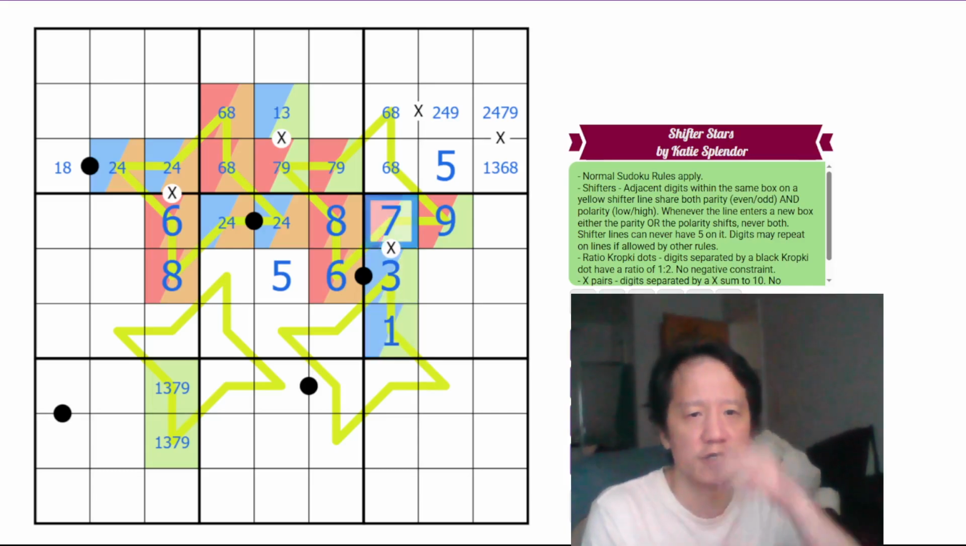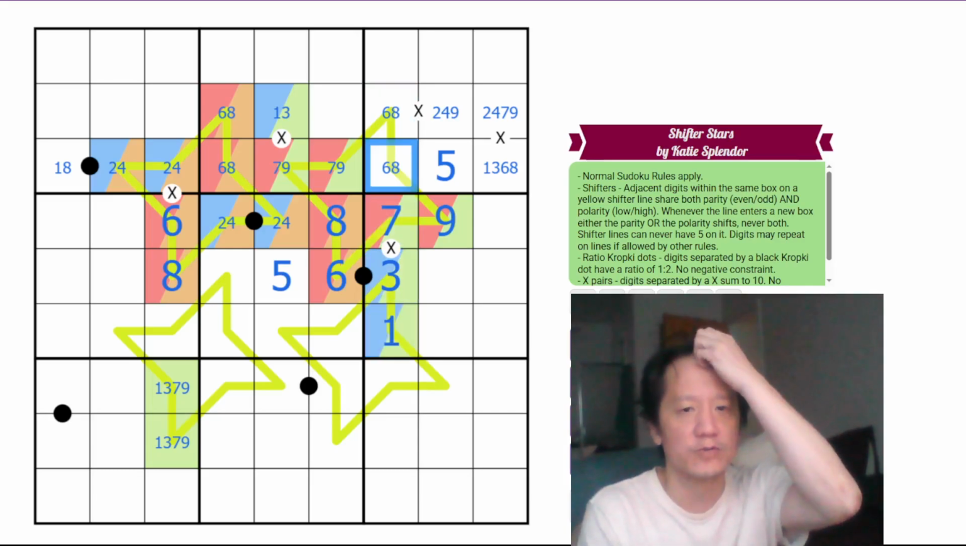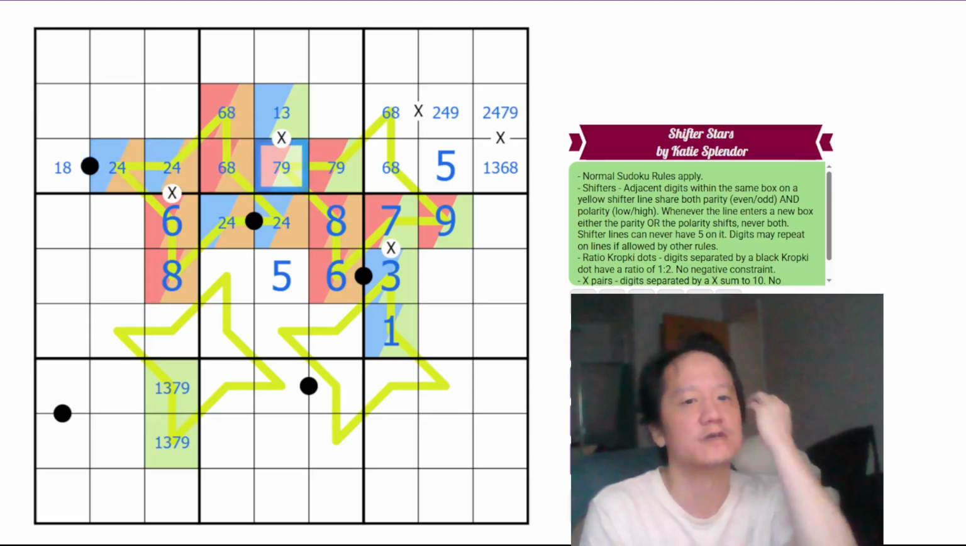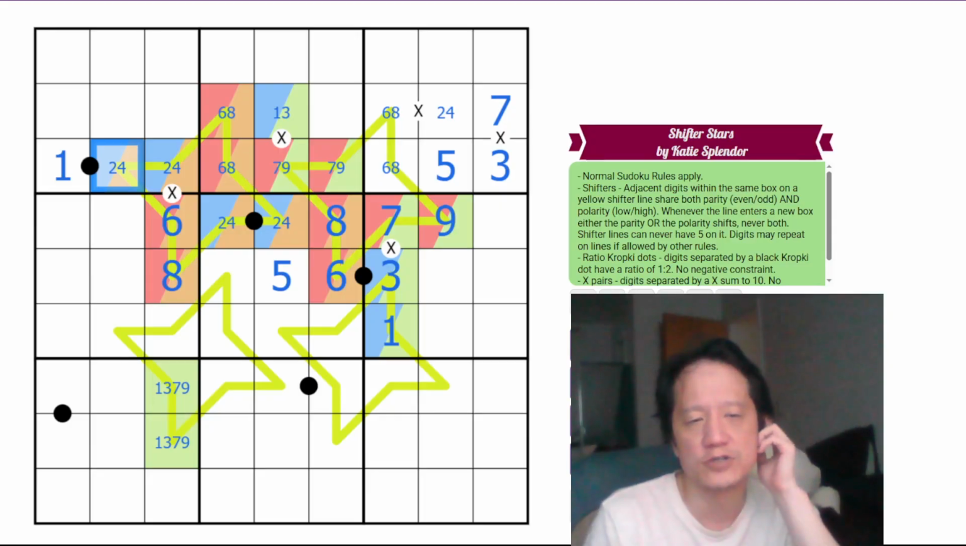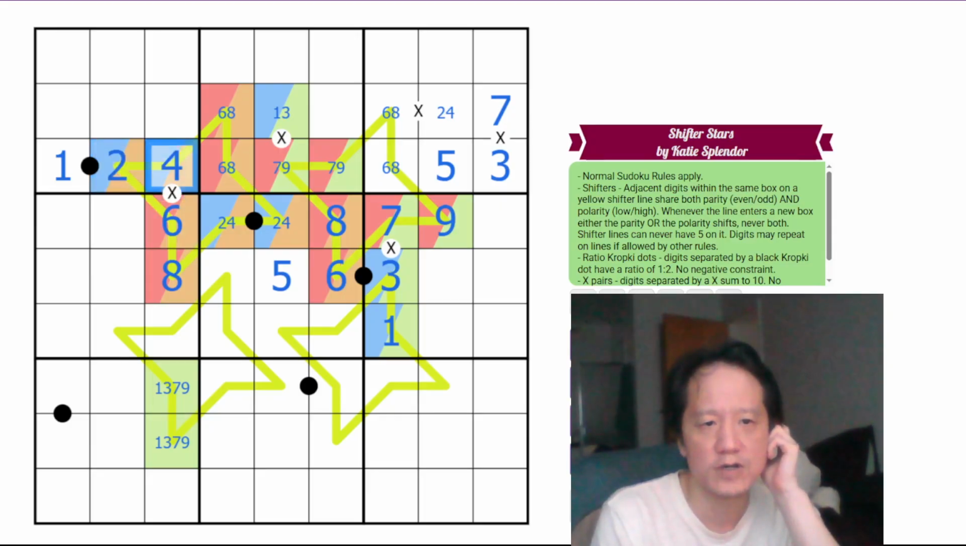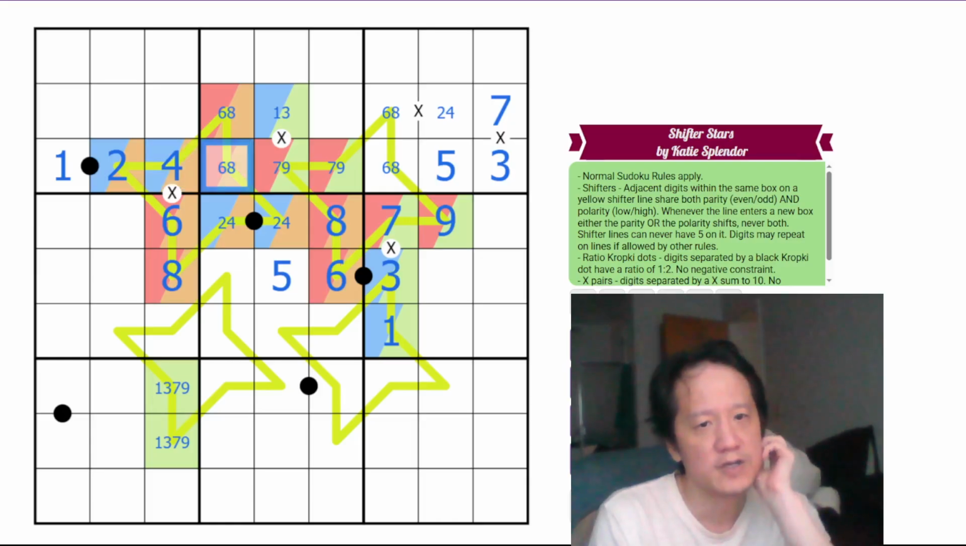So this is 1. This is a 6, 8 pair here, which eliminates 6 and 8 in the rest of the row. Therefore, this has to be 1. This is 3. This is 7. This 6 and 8 has to be with a 2 or 4. This 1 is in a 1 to 2 ratio only with 2, so this is 4. Actually, we sort of figured that anyways.